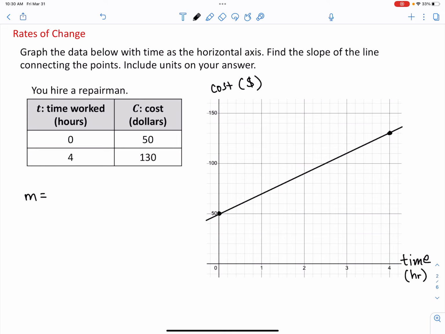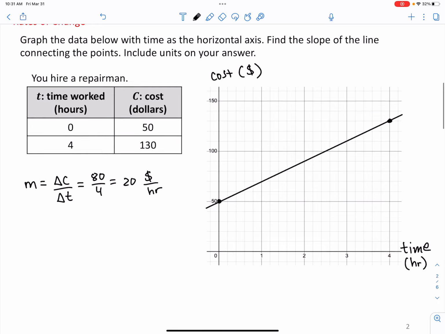So in this case, y is the cost, so it will be a change in cost divided by a change in x, and x is time, so we'll say delta t. This will give us one of the two rates that we calculated above. In this case, the change in cost was the 80, and the change in time was 4, and it gave us the 20. The units here would be the vertical unit divided by the horizontal unit, so dollars per hour. Okay, let's go to the next page.